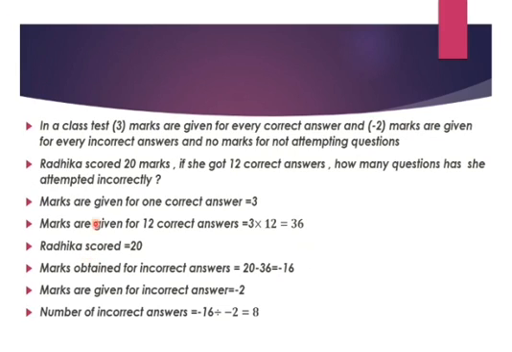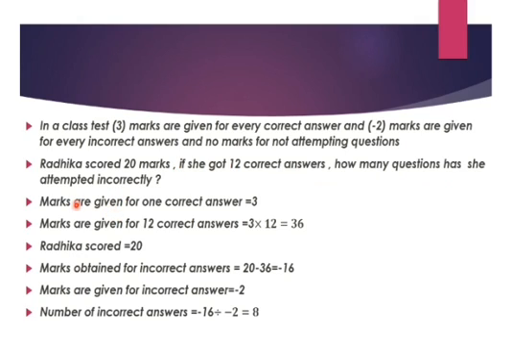Okay, this is a very simple question. In a class test, plus 3 marks are given for every correct answer and minus 2 marks are given for every incorrect answer, and no marks for not attempting questions. Radhika scored 20 marks. If she got 12 correct answers, how many questions has she attempted incorrectly?